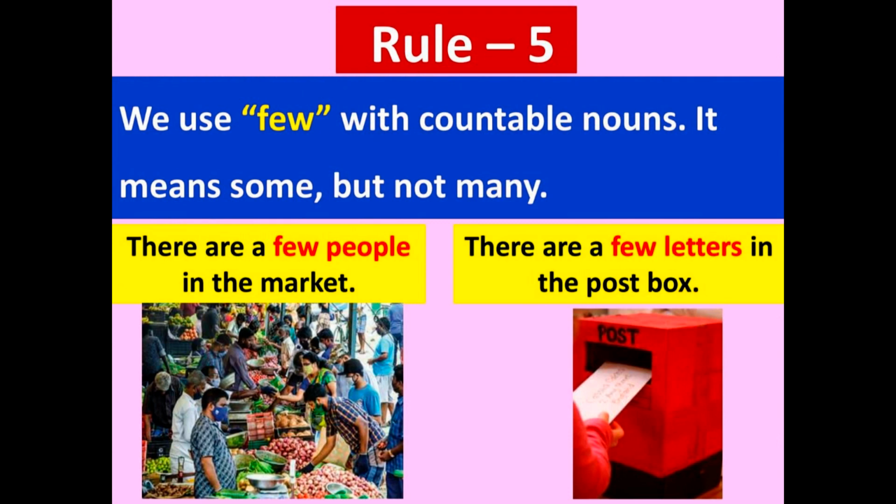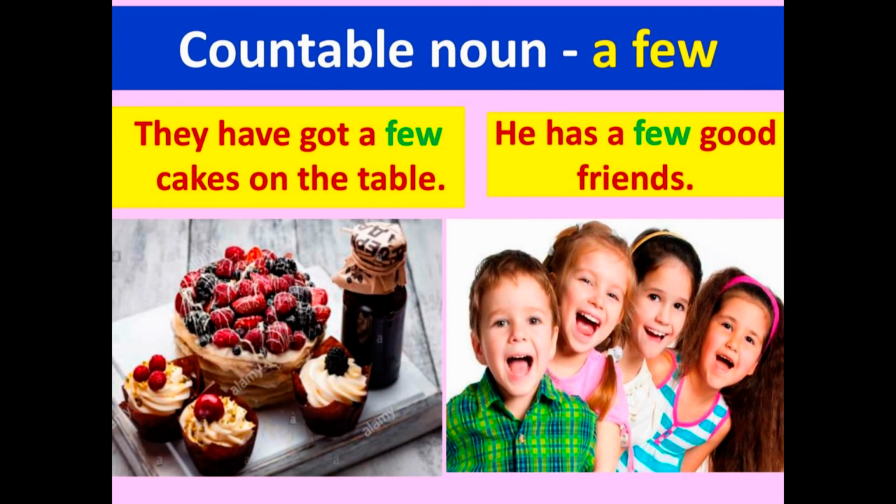Rule number 5. We use a few with countable nouns. It means some, but not many. Example: there are a few people in the market. There are a few letters in the post box. Countable noun: a few. They have got a few cakes on the table. He has a few good friends.